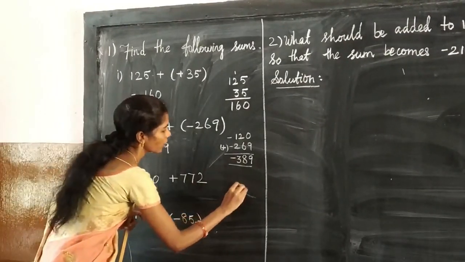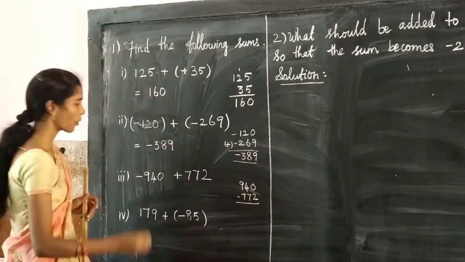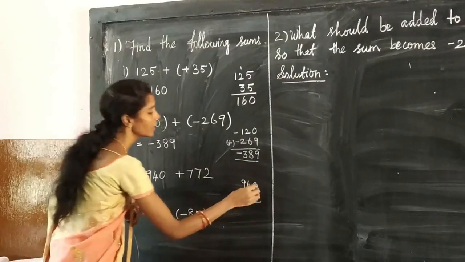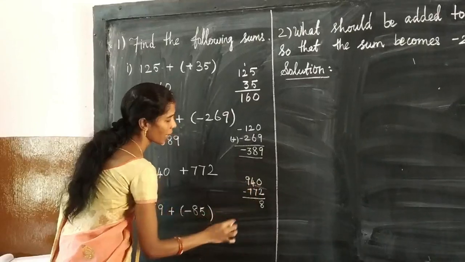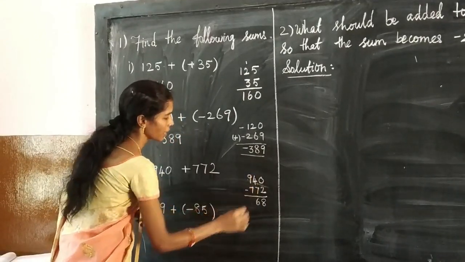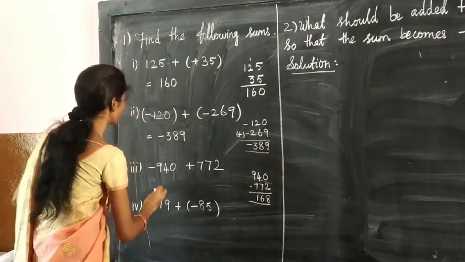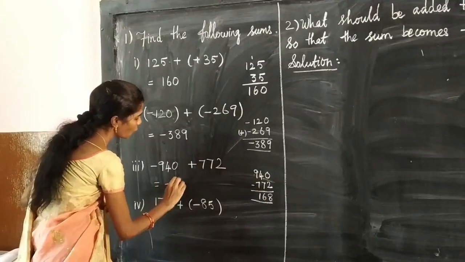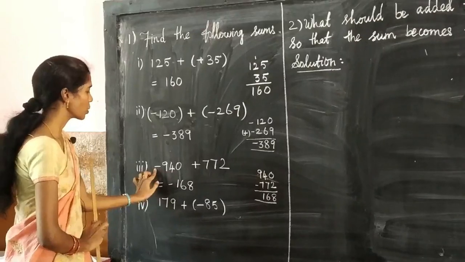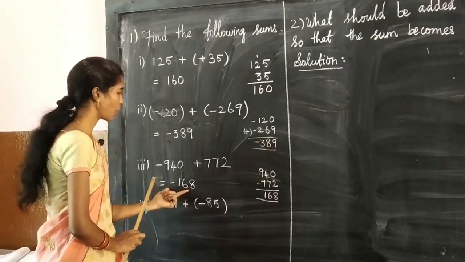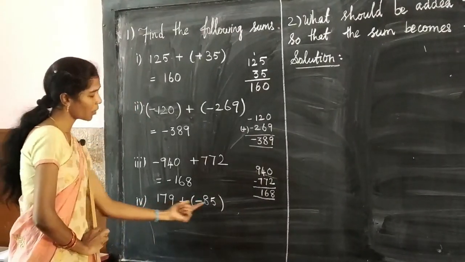Okay. So 940 minus 772. Okay, we have to do subtraction here. Then 10 minus 2, 8, and here 3, then 13 minus 7, 6; 8 minus 1; 8 minus 7, 1. Then here you have to write minus 168 because the biggest number has the sign minus, so the result will get the minus sign. So minus 168.